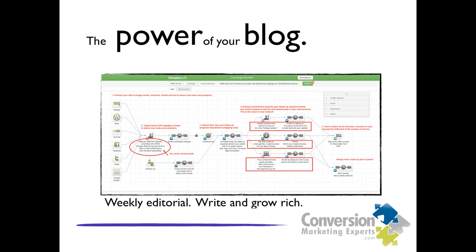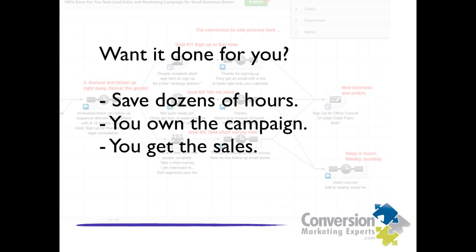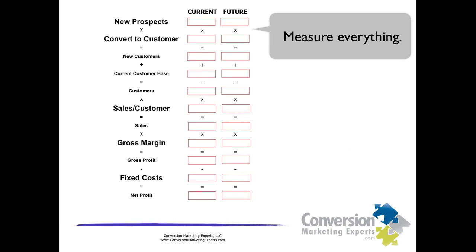The power of your blog cannot be understated. It should be weekly editorial content. You can write and add massive wealth to your business by driving new relevant traffic to your website. So any of this you want it done for you, save time. We're talking a massive amount of time to get content done, pull all this together. You need to own the campaigns. You need to get the sales results. But the truth is you need to leverage a team. And you need to measure everything.